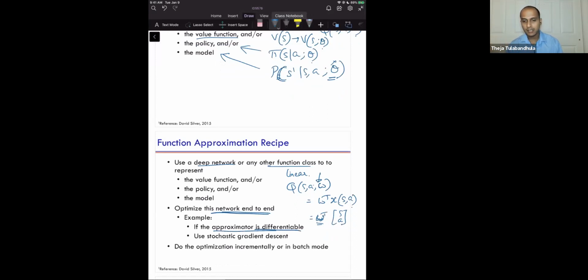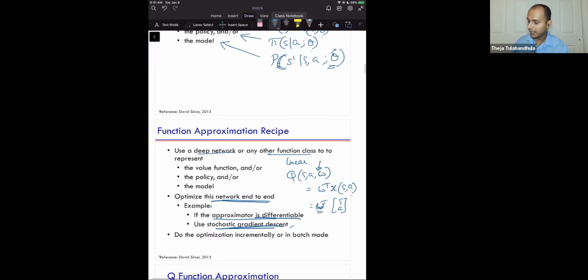Even if it's not differentiable, we know how to update parameters. For example, we have done it with boosting and additive trees. The trees themselves are not differentiable, but we got around that using some tricks. And if it's differentiable, then you can just use SGD, Adam, whatever you want to use there. We can do this update optimization incrementally or in a batch mode.